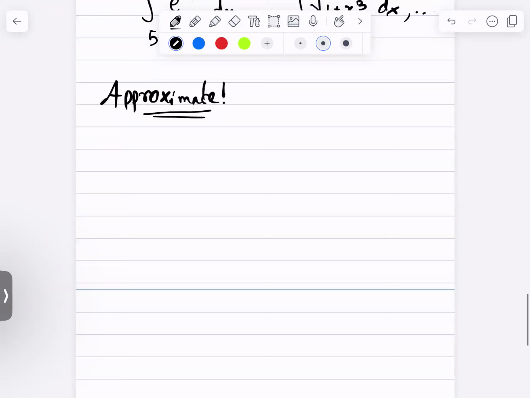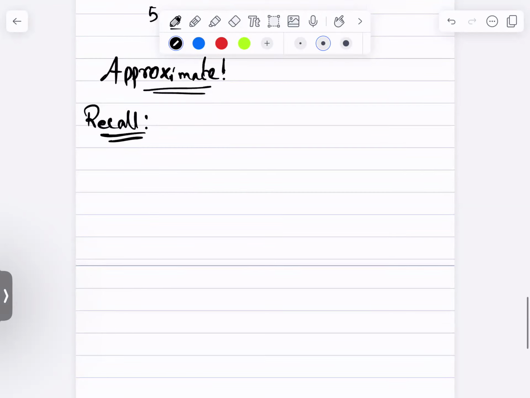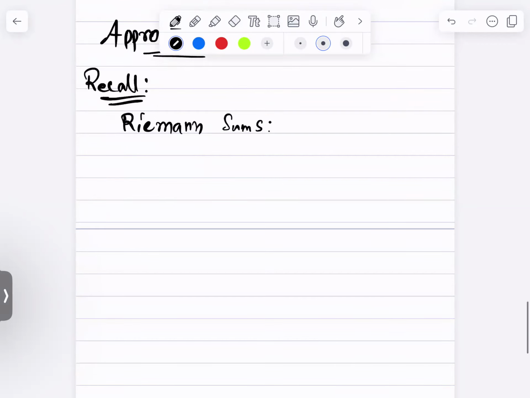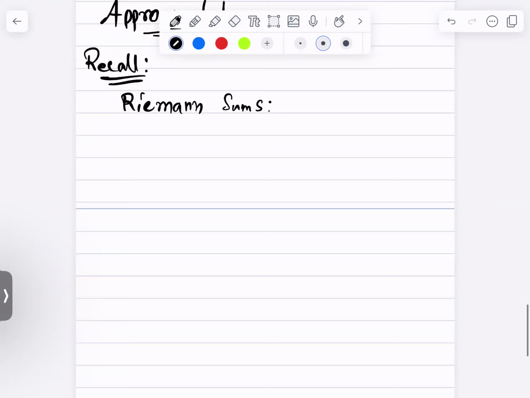But let me now try to recall some things for you. Recall that when you learned integration for the first time, maybe in Calc 1, you studied the Riemann sum. What is that? Suppose you have a function like this. This is say f(x). And then you are asked to do the integration from point a to point b. So this is a, this is b.